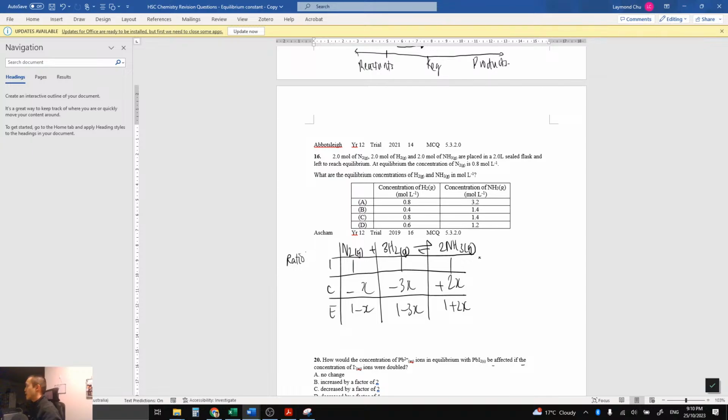So we're given that the concentration of N2 is 0.8 at equilibrium. So 1 minus x is 0.8, so x is equal to 0.2. That's great. We can then work out H2, which is 1 minus 3 times 0.2, which is 0.4, and also NH3, which is 1 plus 2x, which is 1 plus 2 times 0.2, which is 1 plus 0.4, 1.4, sorry, and 0.4 gives us option B. Okay.